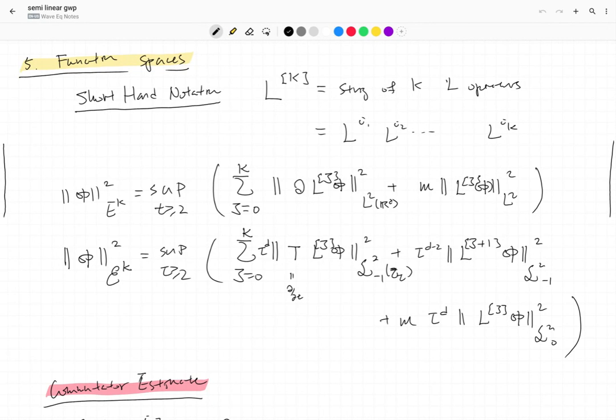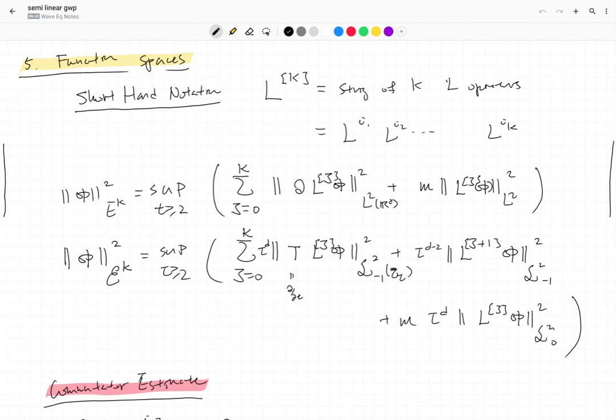Good. So the two main function spaces we will define are the function space capital E to the power k and then script E to the power k. So what is capital E to the power k? Capital E to the power k is the energy flux space corresponding to up to k derivatives using the L operators, and this corresponds to the energy flux through a constant t slice.